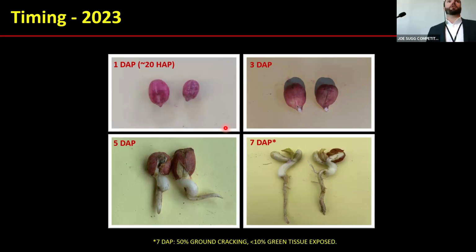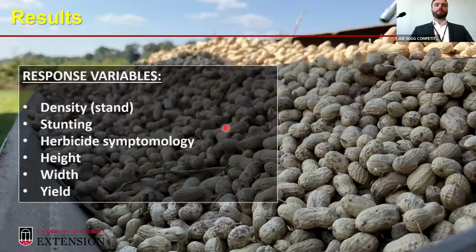This year it was a little bit colder, so it took a little bit longer. So keep that in mind, as that could influence recommendations for delayed applications. And so common response variables that we look at when evaluating new herbicides include density, stunting, herbicide symptomology, height, width, and yield. And for this presentation, I'll just be focusing on density, stunting, height, and yield.